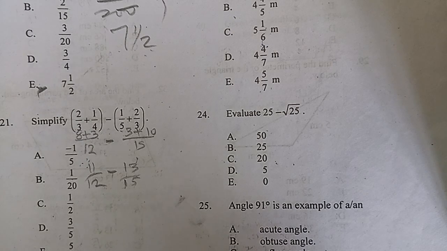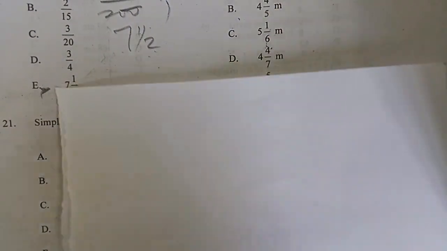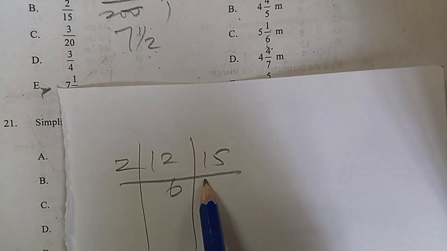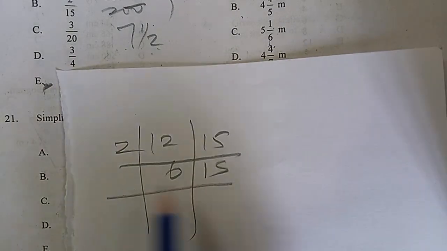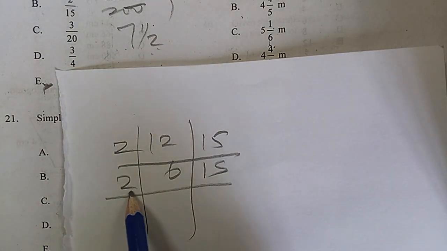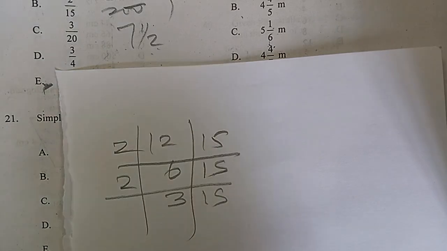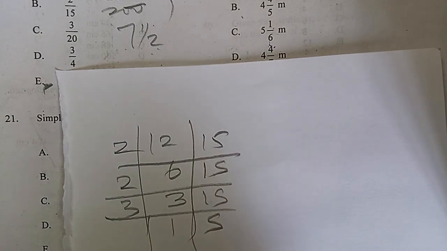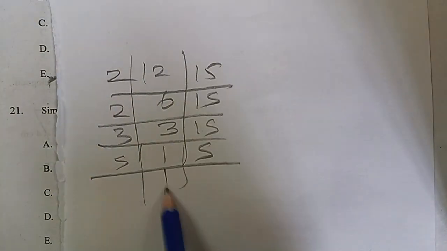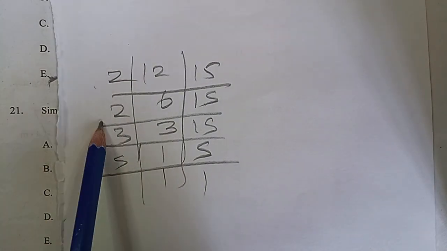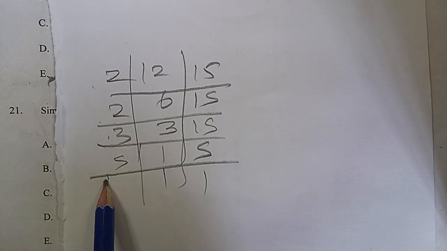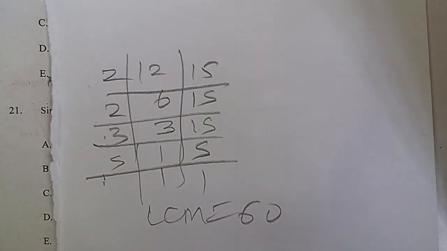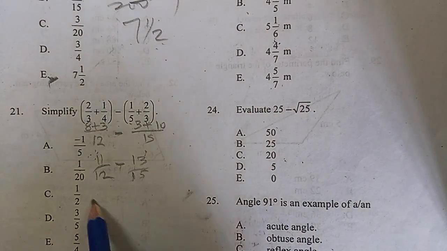You can quickly do this. 12, 15: 2 goes into 12, 6; 2 into 15, you cannot go, so you repeat it. You remember in LCM, 2 can still go in 6, so use it. 2 here, 3; 2 into 15, you cannot go, you repeat it. Then 3 here, 1; 3 in 15, 5. Now 5, 1, 1. So the LCM is 2 times 2, 4, 4 times 3, 12, 12 times 5, 60. So the LCM is 60.